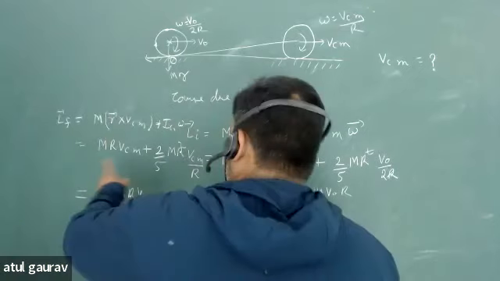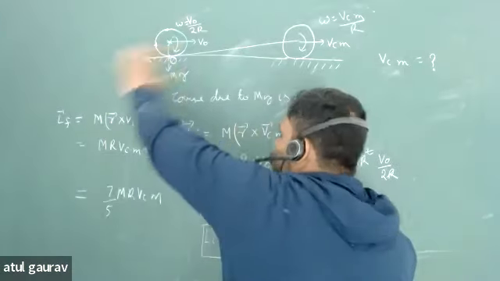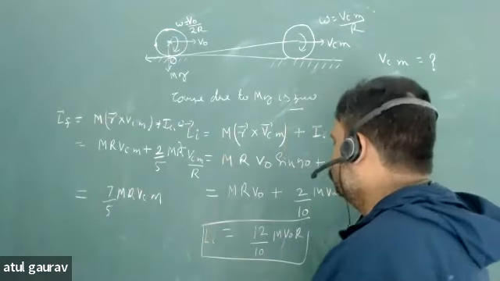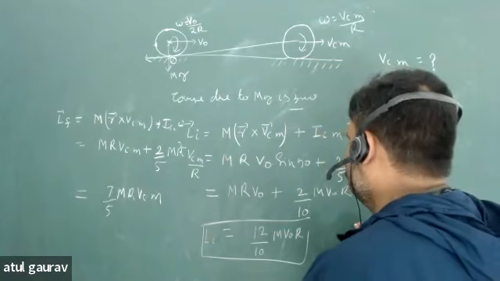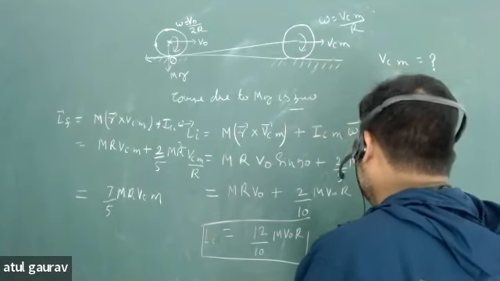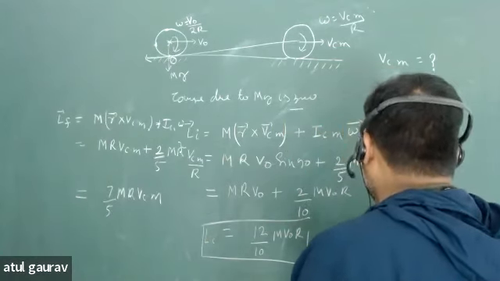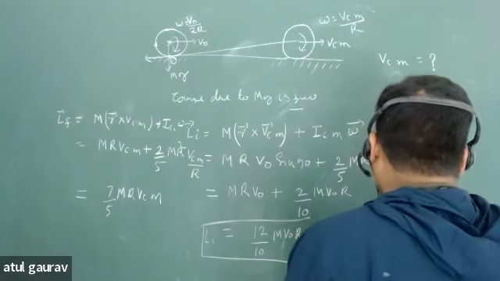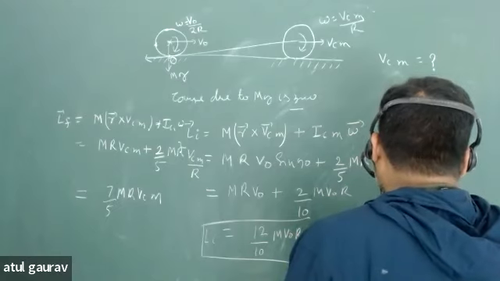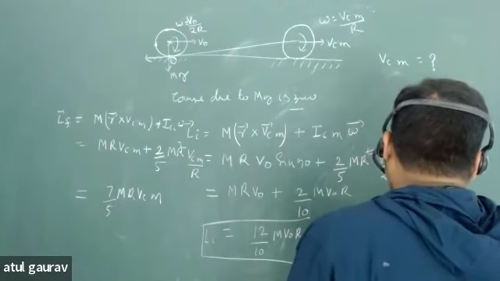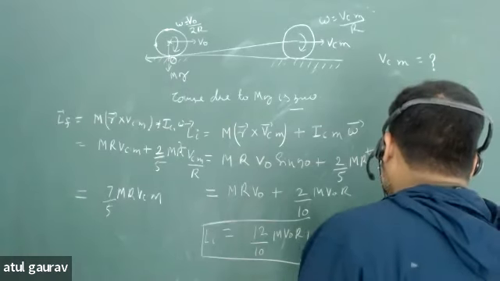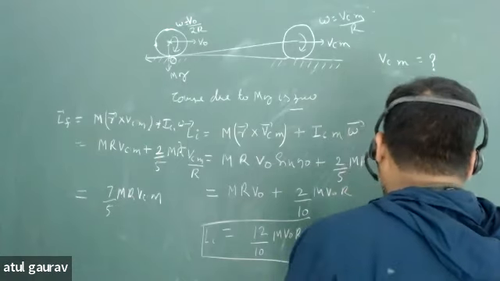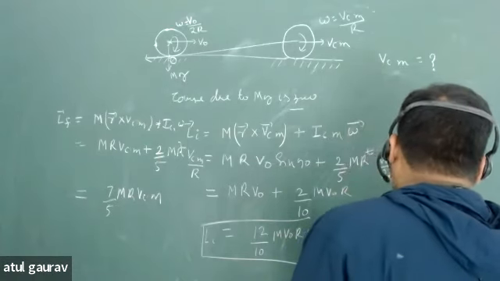And now, about this point, there is not any external torque. So Li is equal to LF. So what is your answer? 7 by 5 MR VCM is equal to 12 by 10 m r v naught. यही हो रहा है ना? So what is your VCM? क्या आ रहा है? 6/7 V naught. So this will be 6/7 V naught.